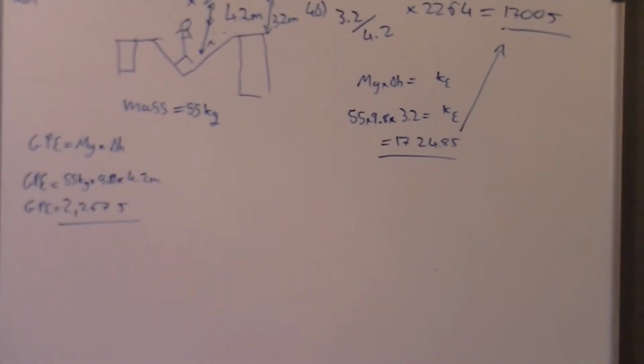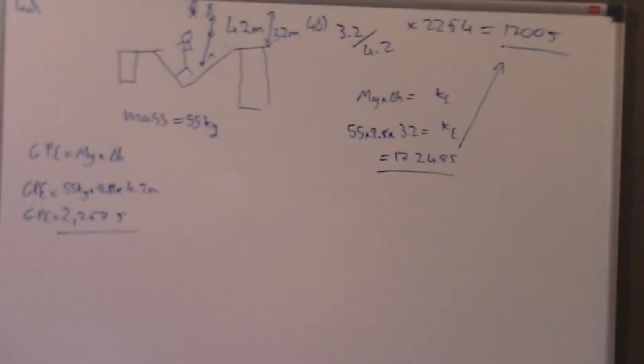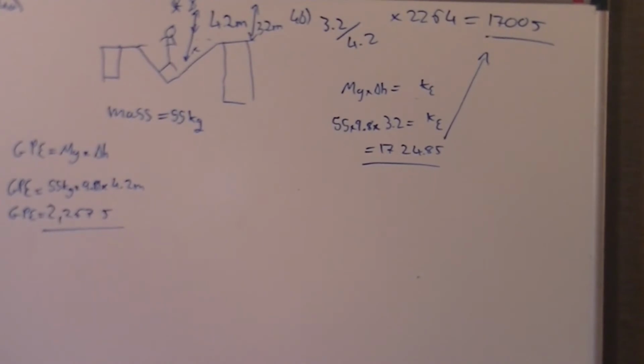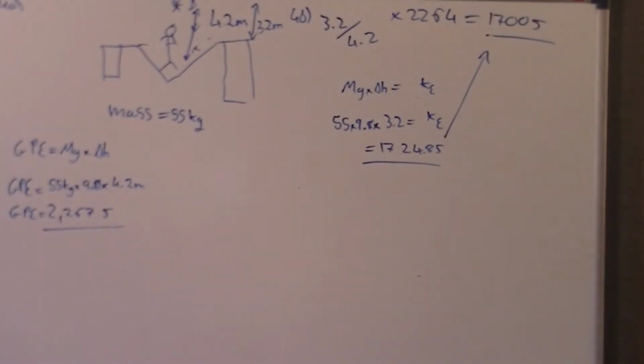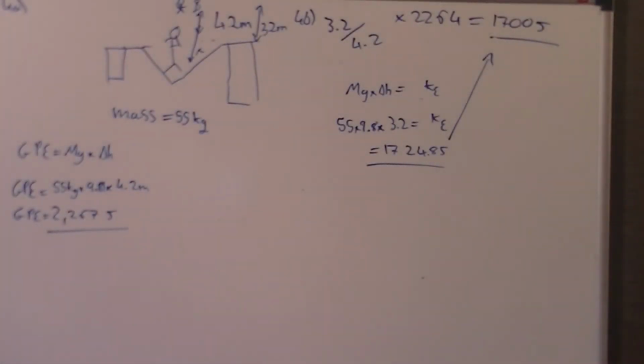Right. So that was 4B, essentially. Hopefully you've understood where we've got that from. We're going to go into our next topic, next bit.